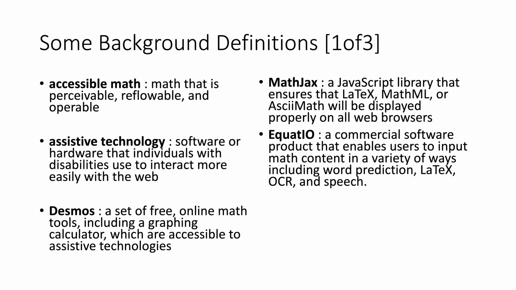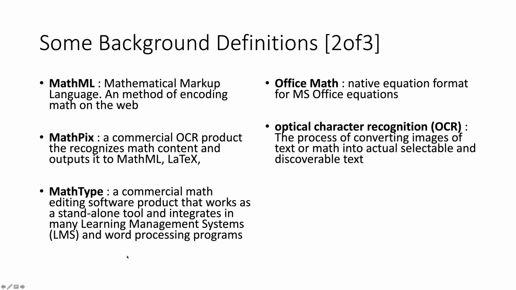And Equatio is a commercial software product that lets you take math from a PDF, and you can do optical character recognition on it. You can copy that math and you can put it in an accessible format. MathML is just a markup language. If you put math into MathML, it's going to be screen reader accessible. But that's a little bit like saying to be a billionaire, you just have to have $1 billion in the bank. It's true, it's a very simple statement, but there's some complications with that.